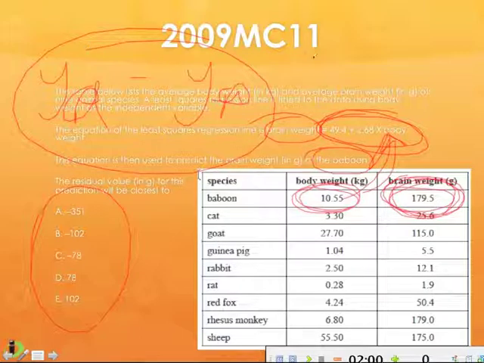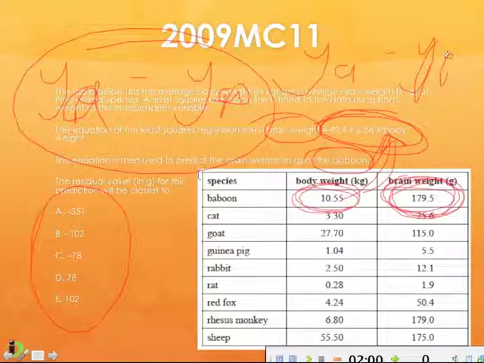I should write it again. Y actual minus y predicted. So y actual minus y predicted is the residual. It's the distance between, on a graph, the point and the line. It's that vertical distance between the point and the line.